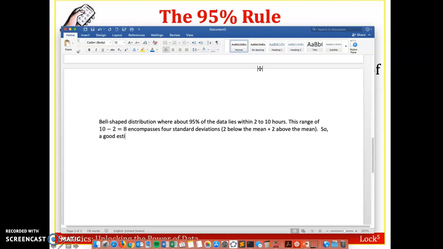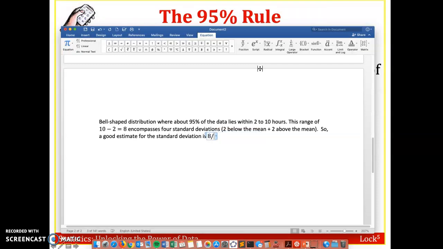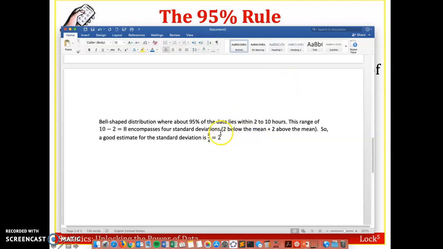So a good estimate for the standard deviation is going to be 8 divided by 4, because we have those 4 standard deviations. That's why a good guess for that distribution is a standard deviation of about 2.